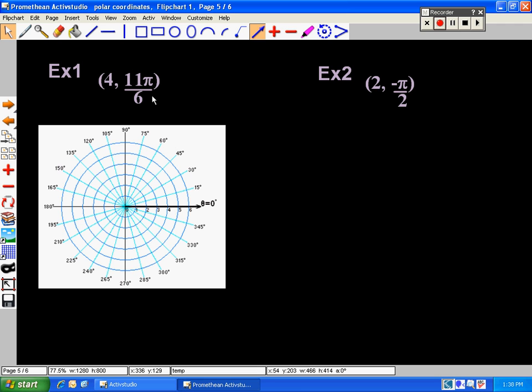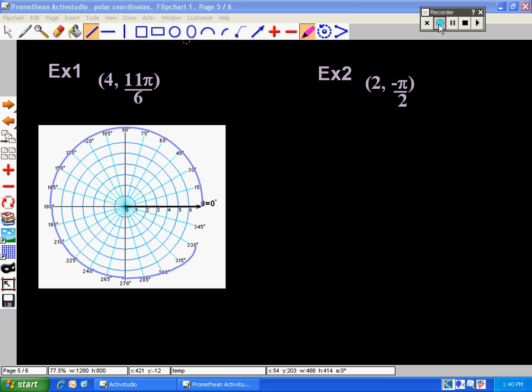So first step, find out where 11 pi over 6 is. Okay, so I know my unit circle, and I've decided that 11 pi over 6 is somewhere on this line right here. The next step is count out how many radii you need from the pole. So you have a radius of 4. So I need to count out 4 radii along that angle. 1, 2, 3, 4. So there's my ordered pair, my polar point 4, 11 pi over 6. Let's do another example.